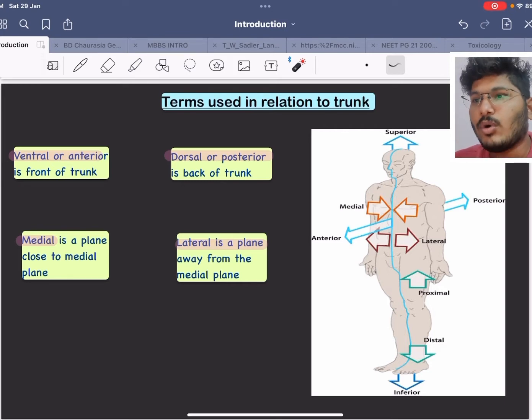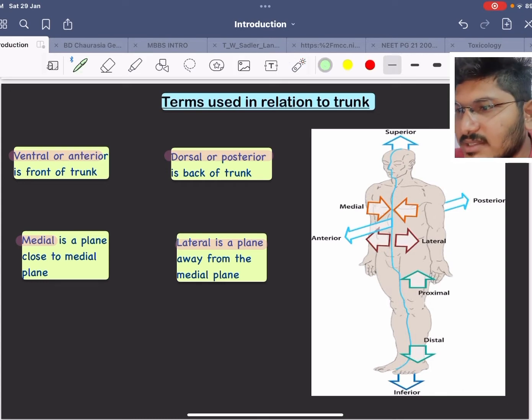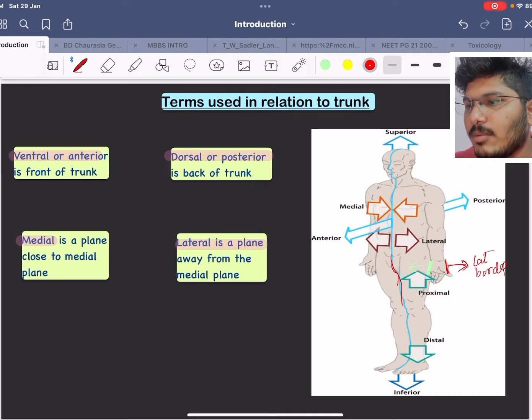If we want to use the terms medial and lateral here, we can use them like this. This border of the hand, which is close to the medial plane, is called the medial border of the hand. Similarly, this border of the hand, which is away from the medial plane or sagittal plane, is called the lateral border of the hand.